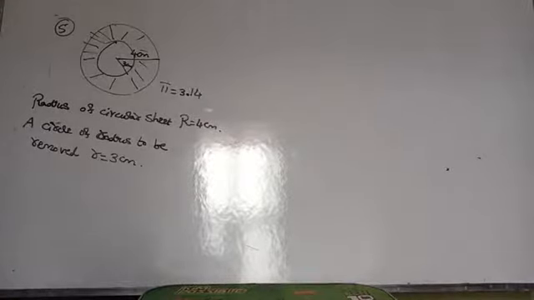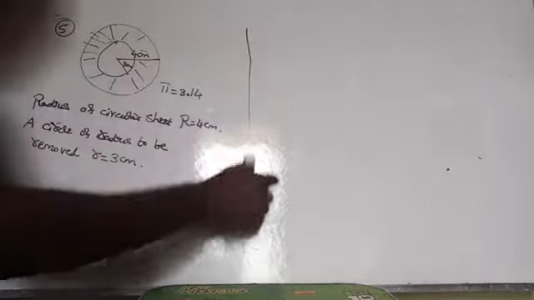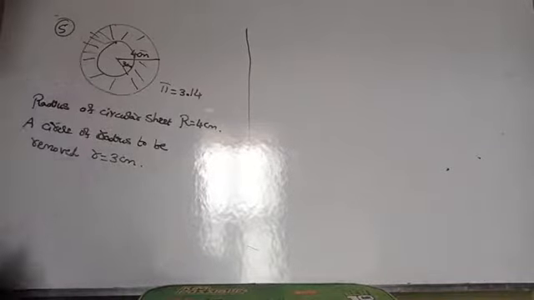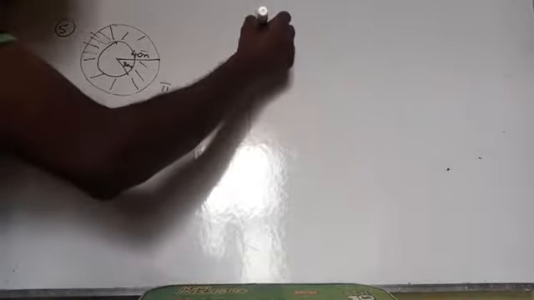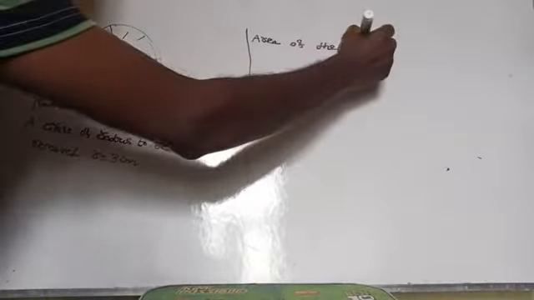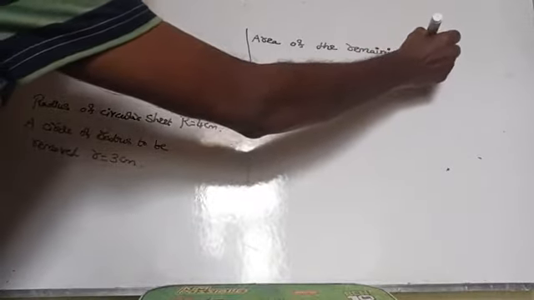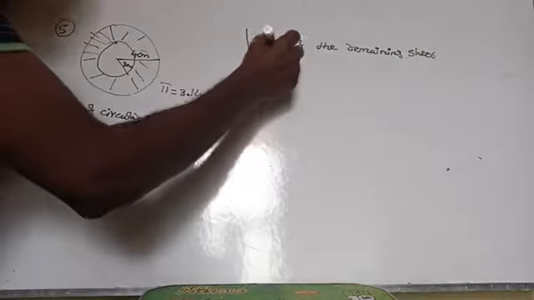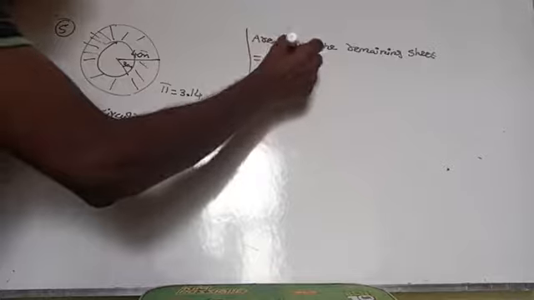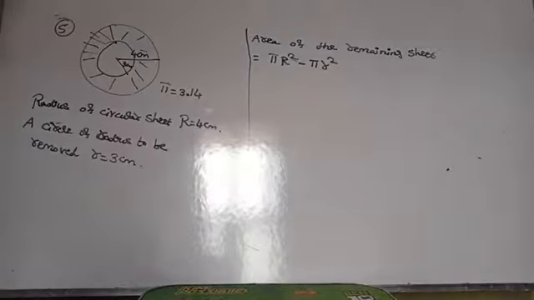Area of the remaining sheet. The area of the remaining sheet is nothing but area of the outer circle minus area of the inner circle. You will get the area of the remaining sheet. Am I right? So the area of the remaining sheet is equal to pi capital R square, that is the area of the outer circle, minus the area of the inner circle with radius small r. Am I right here?